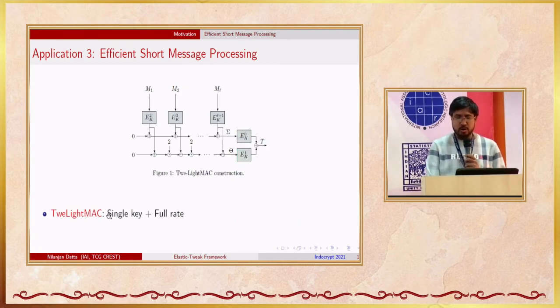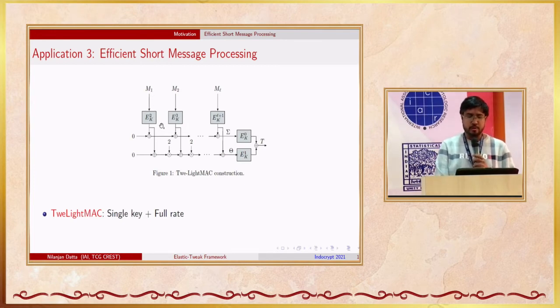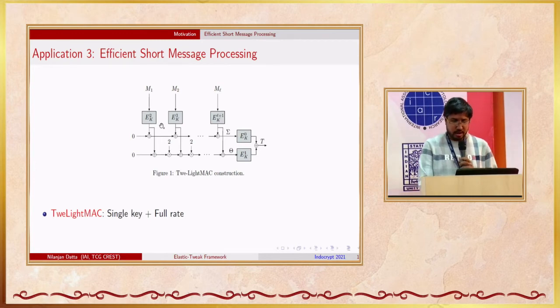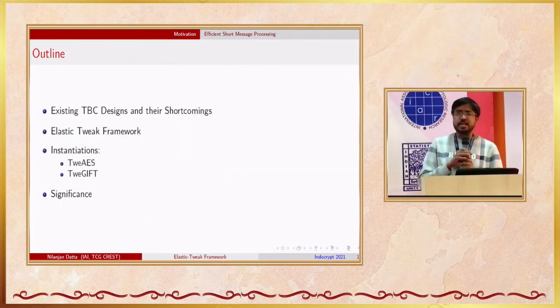Instead of that, you can simply use different tweaks for all the blocks. Here you have 2 separate tweaks for the finalization, tweak 0 and 1, and you use different tweaks for all these blocks, so you can see 2, 3 up to L plus 1. This way you can process, and that gives you a single key construction, as well as full rate. So you can inject the full 64-bit message for each nonlinear call. So this basically gives you a motivation.